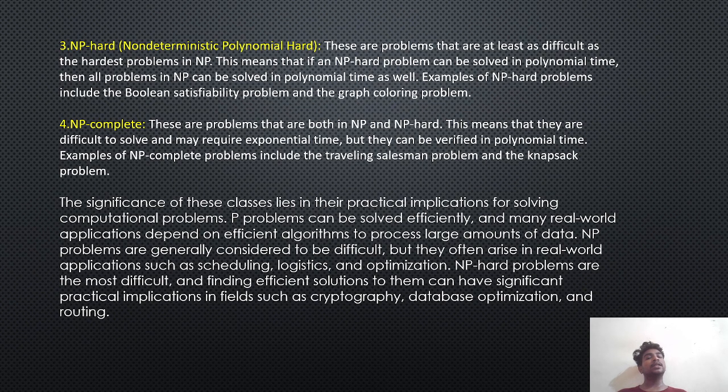NP complete. These are problems that are both in NP and NP hard. This means that they are difficult to solve and may require exponential time, but they can be verified in polynomial time. Examples of NP complete problems include the traveling salesman problem and the knapsack problem.